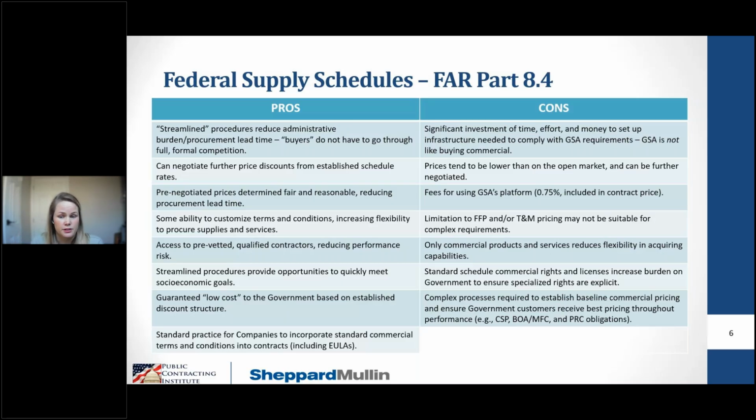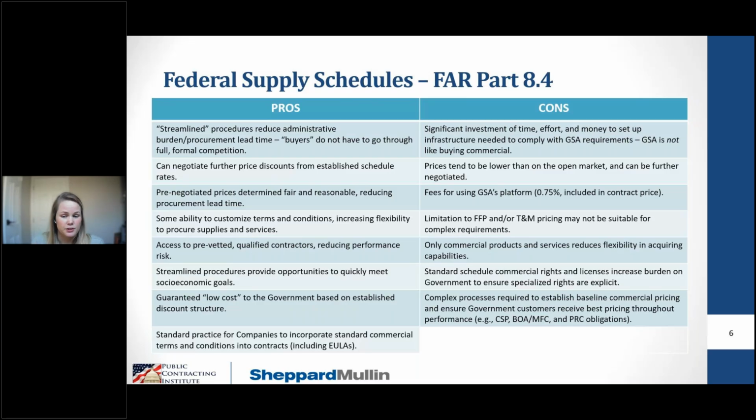As with all things, there are some cons as well. It may technically be a streamlined process, but it still requires significant investment of time, effort, and money to set up the infrastructure needed to comply with GSA's requirements to get on schedule. Despite what the GSA says, selling on schedule is nothing like selling commercial. You still have to comply with a lot of FAR requirements, with some of the GSAM requirements too, that just look very different than actually selling commercial.